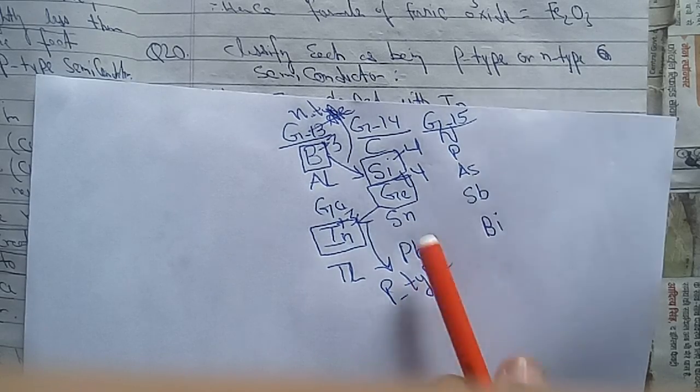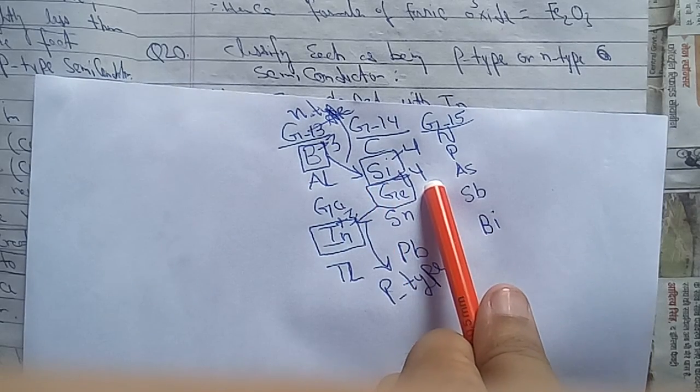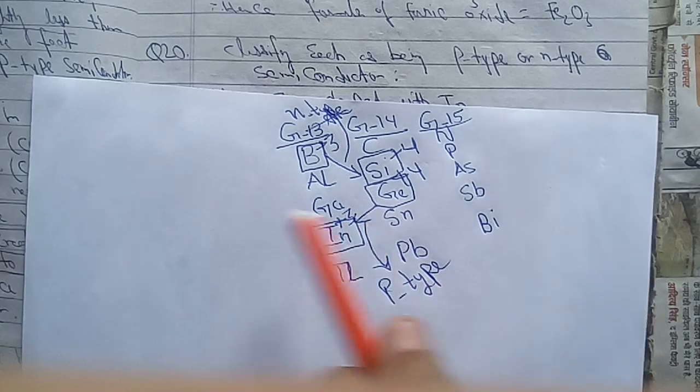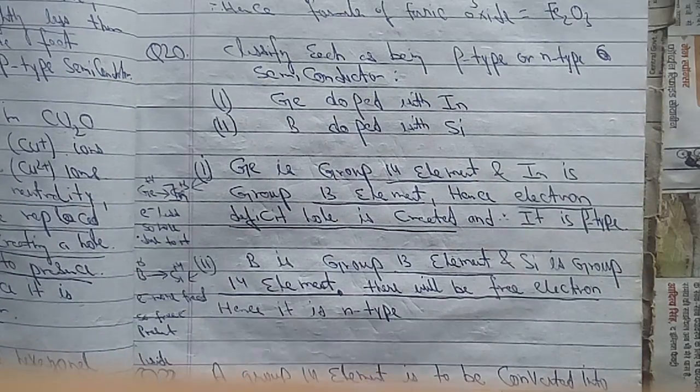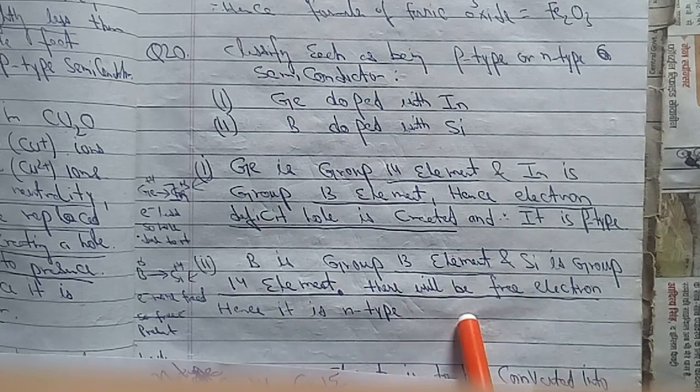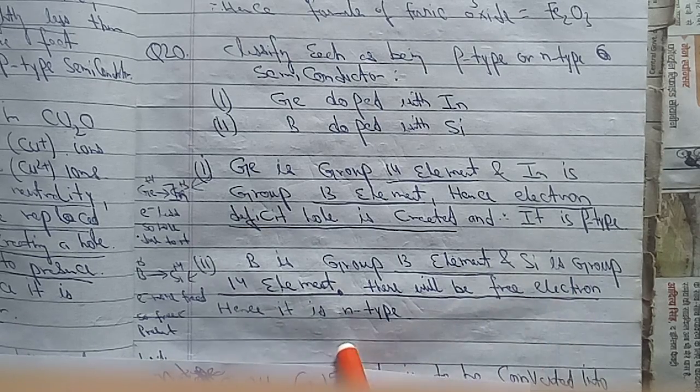Simple logic, simple trick: if they are moving forward, n type. If they are going back, that will be p type. So that is the first question, made clear here. Boron is a group 13 element and silicon is a group 14 element. There will be a free electron, hence it is n type.